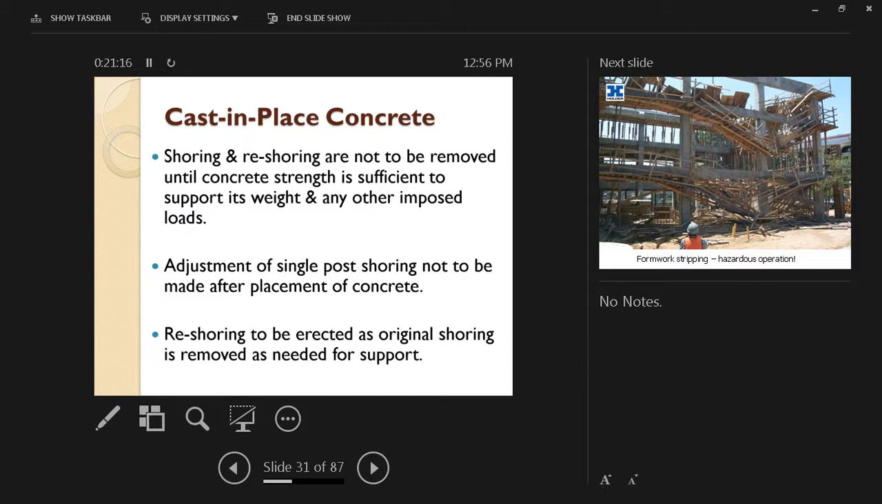Adjustment of single post shoring is not to be made after placement of concrete, because again, you are now changing the load distribution. Reshoring is to be erected as original shoring is removed as needed for support. So after a certain number of days, we're going to have less demand on the number of shores that we have, so we're going to start removing them gradually, and these shores are going to be recycled or reused for a different floor on top of the one we're working on.